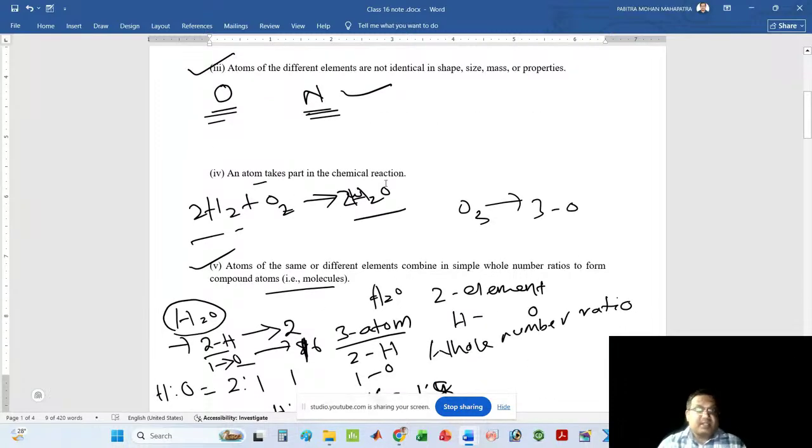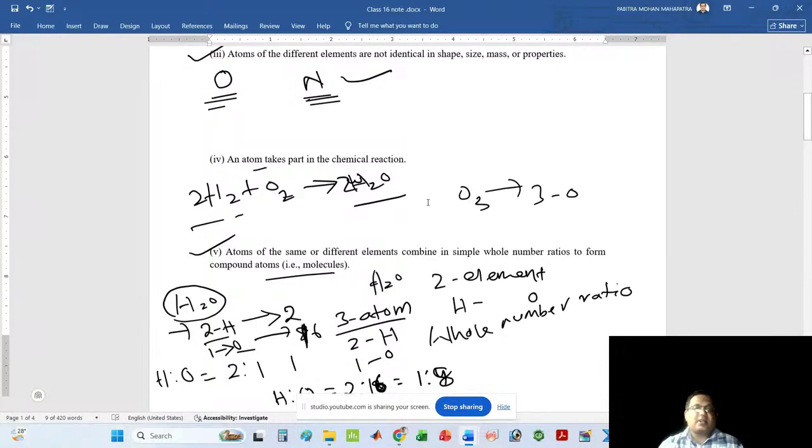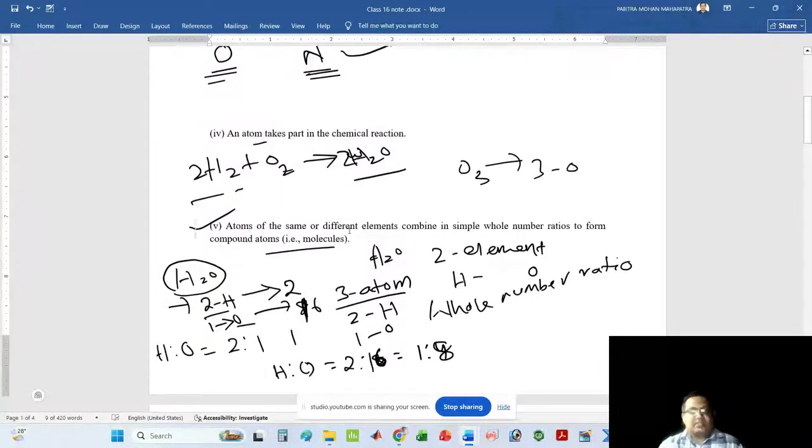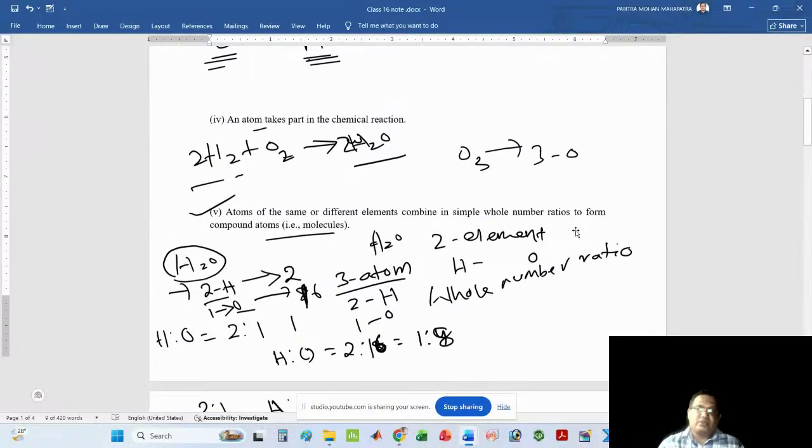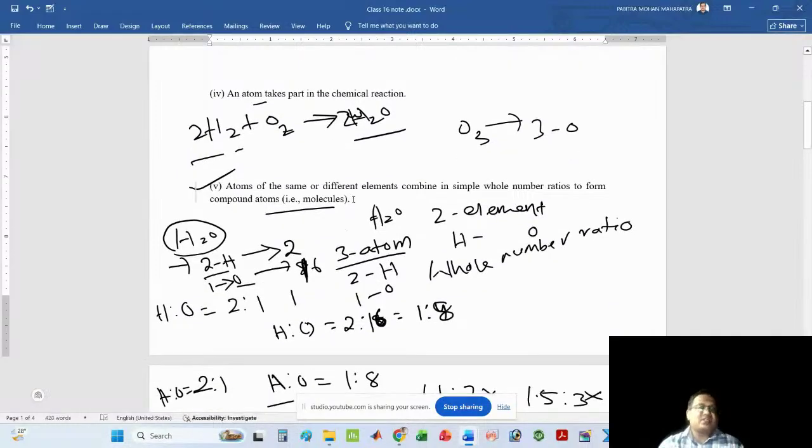The third postulate is that an atom takes part in the chemical reaction. Remember, you write the chemical reaction in molecular form, but actually atoms take part in the chemical reaction. Next, atoms of the same or different elements combine in a simple whole number ratio to form compound atoms. That means, as per Dalton's atomic theory, every molecule is made by atoms of the same or different elements, in a fixed ratio, and the fixed ratio must be a simple whole number ratio.